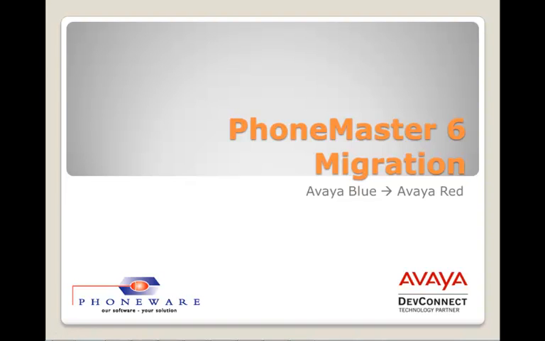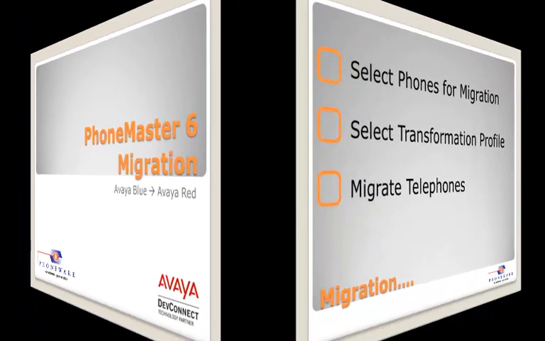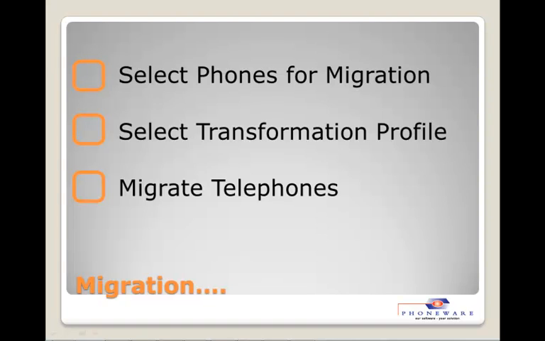So let's start by looking at the steps involved in migrating telephones from Avaya Blue to Avaya Red. First, we need to select the telephones we want to migrate, and we can choose all the telephones on the source telephone system or just a selection. Next, we need to select the transformation profile, which will determine how telephone features on the Avaya Blue system will be matched with telephone features on the Avaya Red system. Finally, we are ready to migrate the telephones.